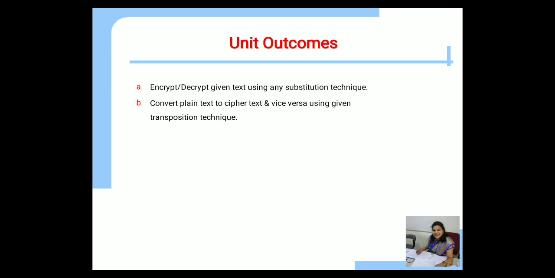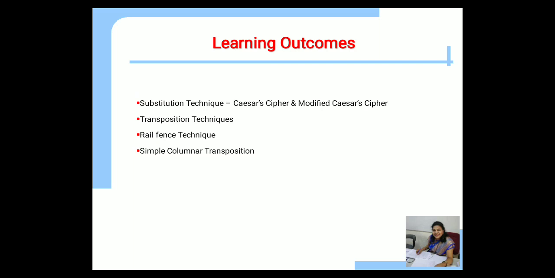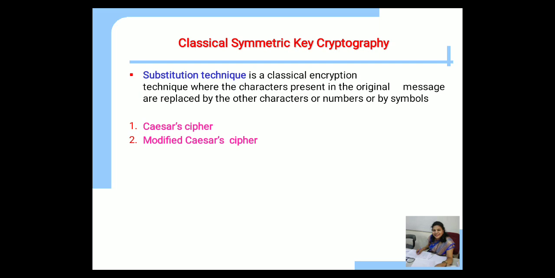The unit outcomes of this video lecture are: after learning this, you will encrypt and decrypt the given text using any substitution technique. Also you can convert the plain text to ciphertext and vice versa using a given transposition technique. The learning outcomes are: substitution techniques, that is Caesar cipher and modified Caesar cipher; transposition techniques, Rail Fence technique and simple columnar transposition. So let us see both techniques one by one.